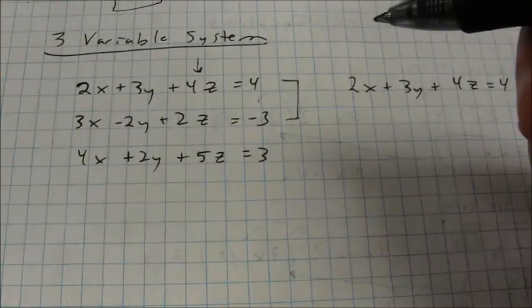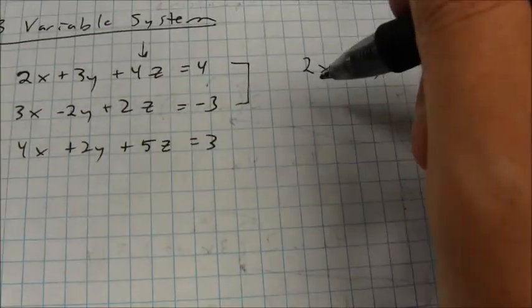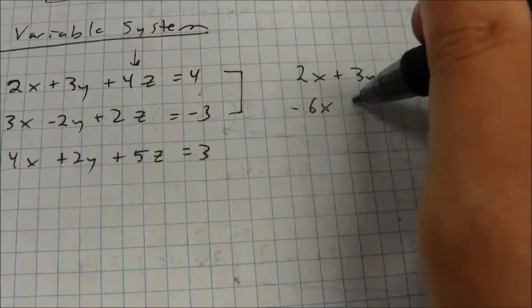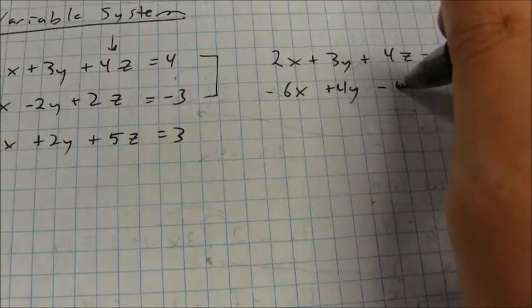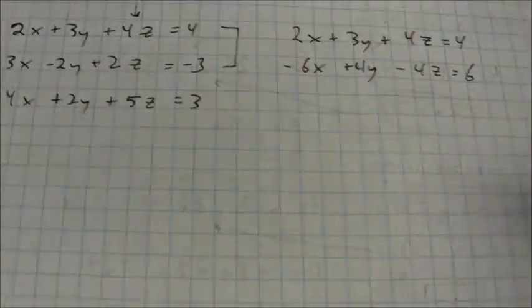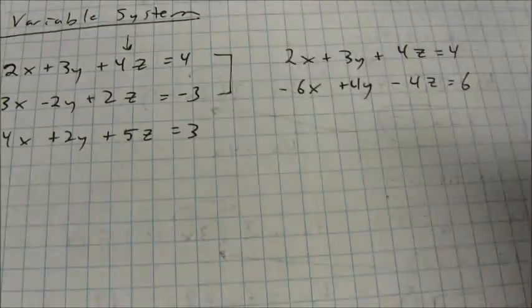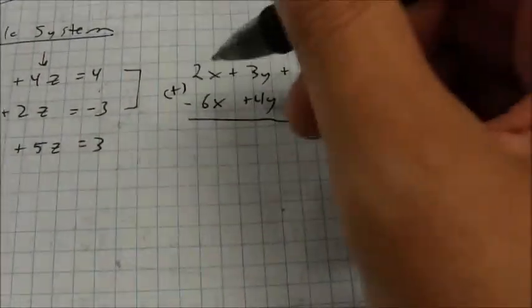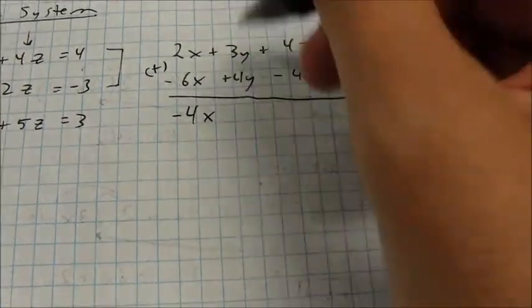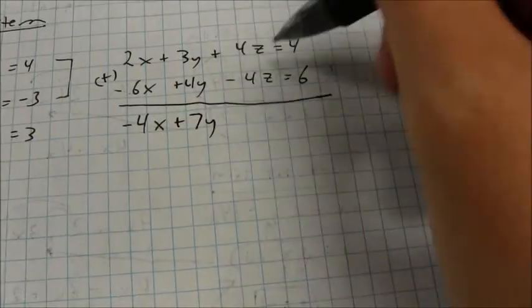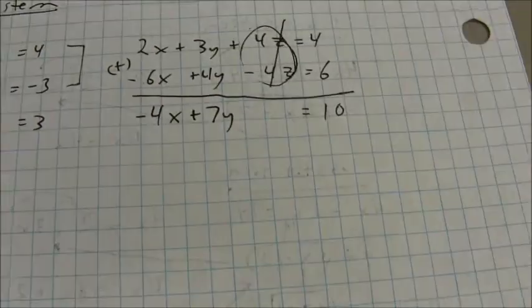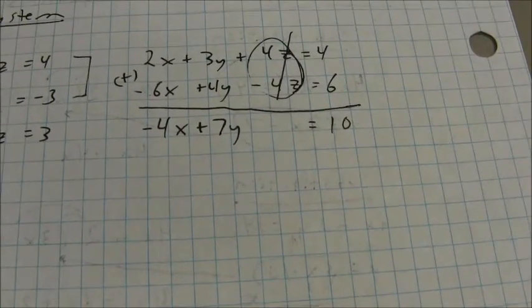My second equation I'm going to multiply by negative 2. I'm not going to write that down here because I'm going to need to use that equation again in a minute. That's going to be negative 6x plus 4y minus 4z equals positive 6. So the second equation got multiplied by negative 2. And what that does, when I combine these two equations together, 2 and negative 6 adds up to negative 4. I get a 7y. Notice the z's, opposite signs, those cancel. And I end up with that equaling 10. Okay, so there's one equation written with just x's and y's.